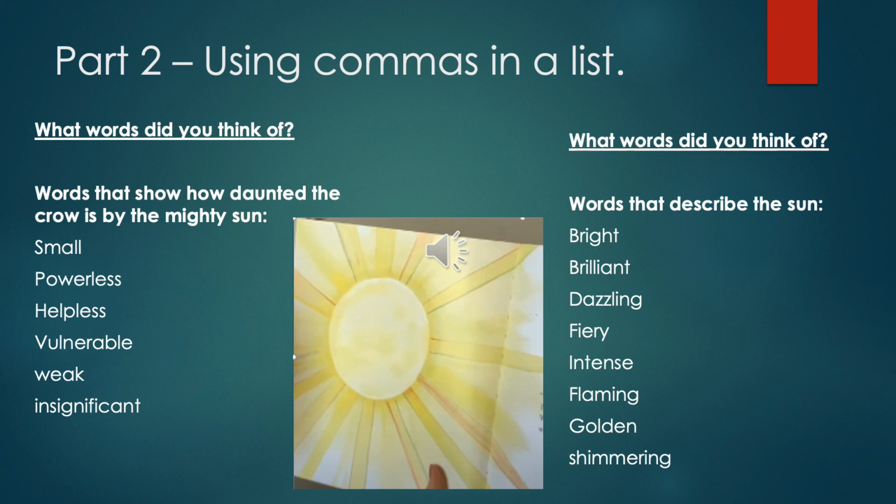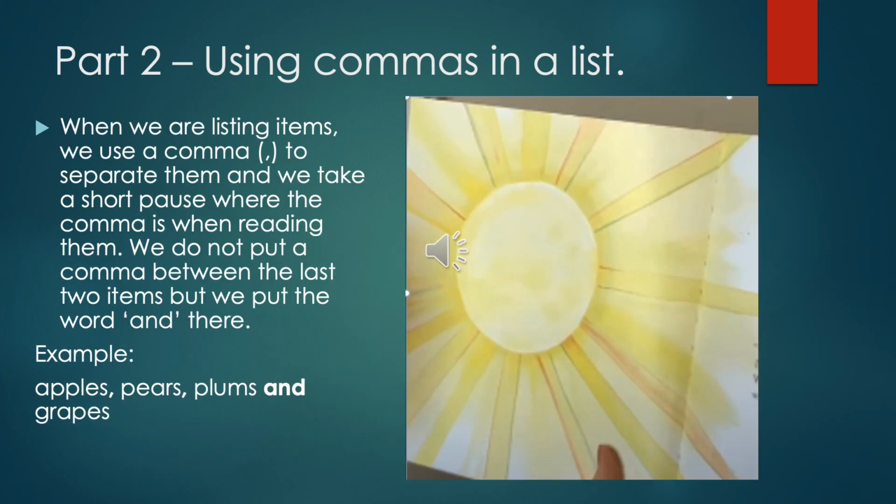Here are some words that show how daunted the crow is by the mighty sun. Small, powerless, helpless, vulnerable, weak, insignificant. Here are some words that describe the sun. Bright, brilliant, dazzling, fiery, intense, flaming, golden, and shimmering. When we are listing items, we use a comma to separate them, and we take a short pause where the comma is when reading them. We do not put a comma between the last 2 items, but we put the word "and" there. For example, apples, pears, plums, and grapes.